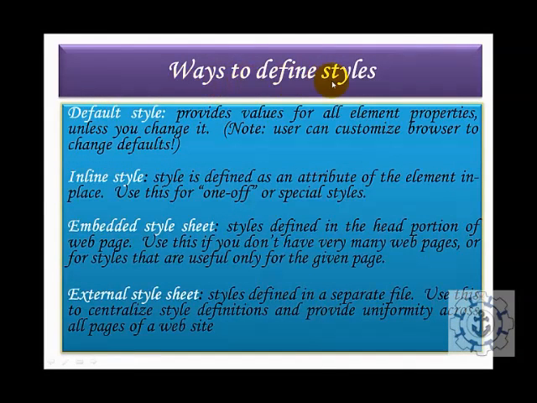So how many ways are there to define a style? First one is default style, then inline style, embedded style sheet, and external style sheet. Default provides values for all element properties unless you change them. Whenever you are using any HTML element, it will have its own default style. Inline: on the same line, the style is defined as an attribute of the element, in place, inside the element. It is used for a one-off or special style. Embedded style sheet: the styles are defined in the head portion of a web page.